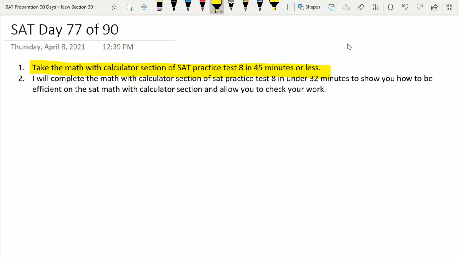So today, you're going to want to take the math with calculator section of practice test 8. So obviously, I will put it up on your screen when the time starts. You'll have 45 minutes. If you want to go ahead and pull it up, you can. I'll keep talking while you go ahead and pull that up.